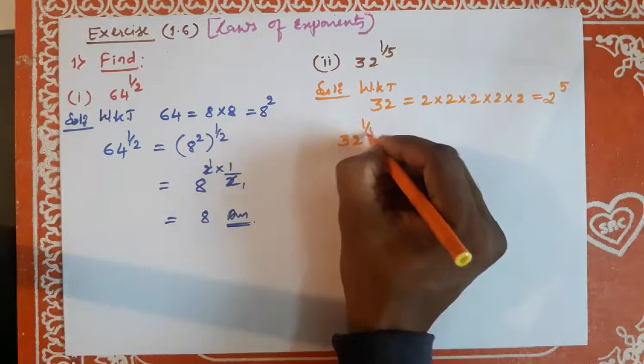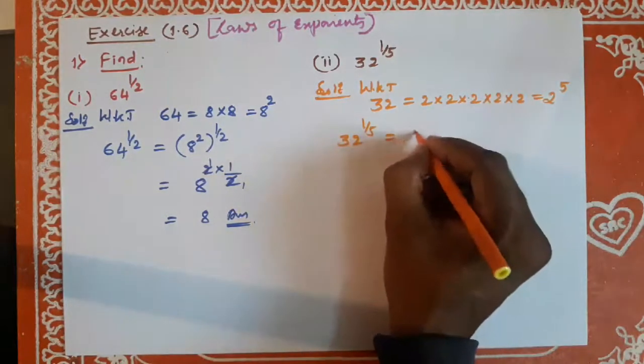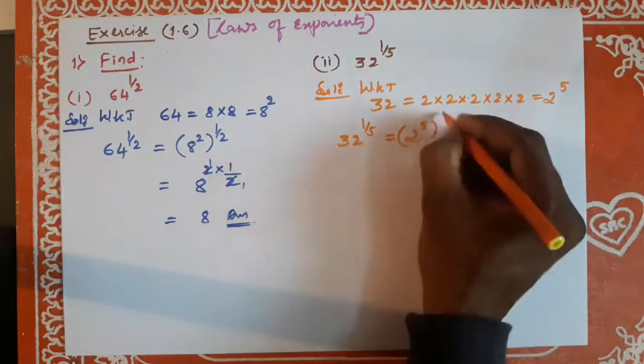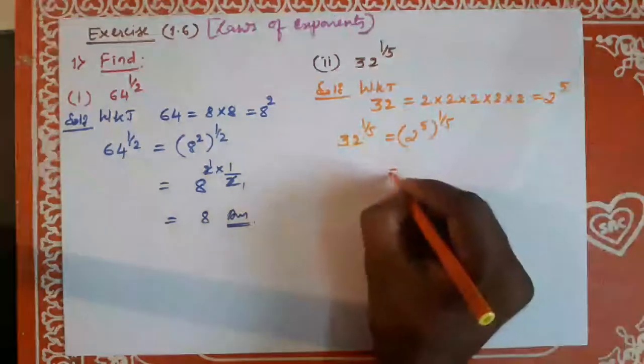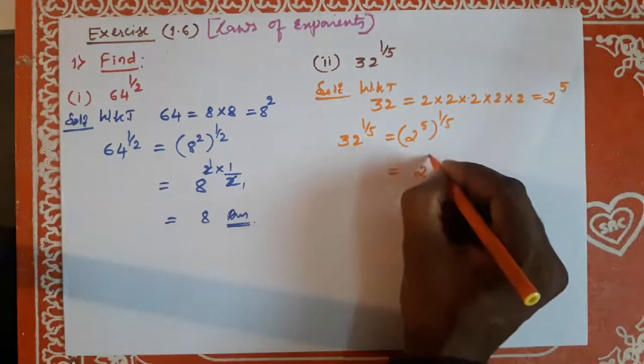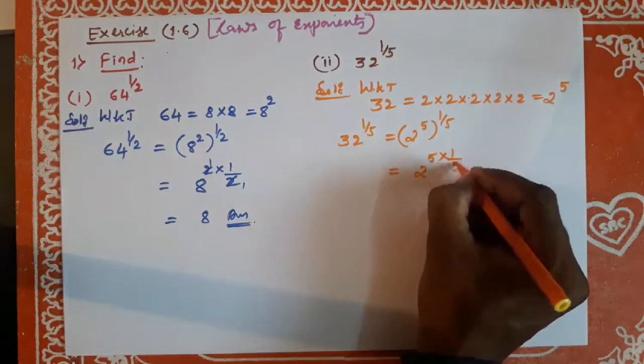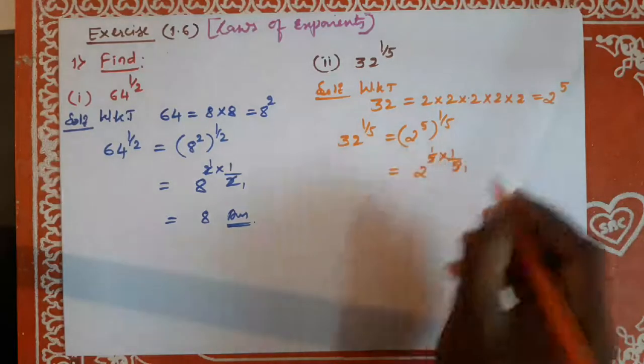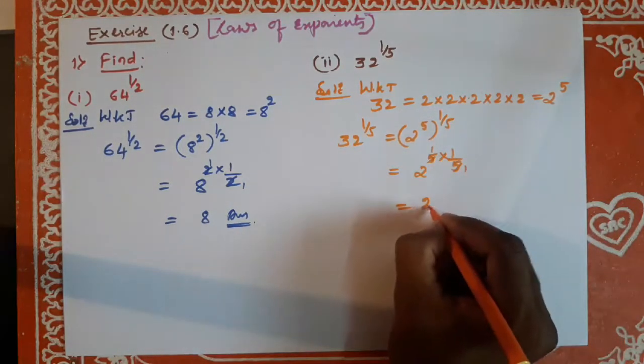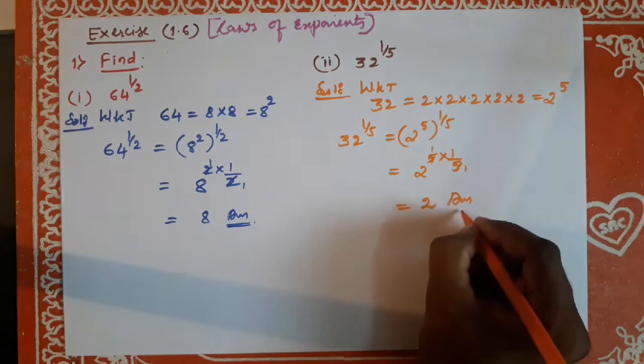32 to the power of 1 by 5 is equal to 2 to the power of 5 whole to the power of 1 by 5, which is equal to 2 to the power of 5 into 1 by 5. 5 ones are 5, which is equal to 2. This is the answer.